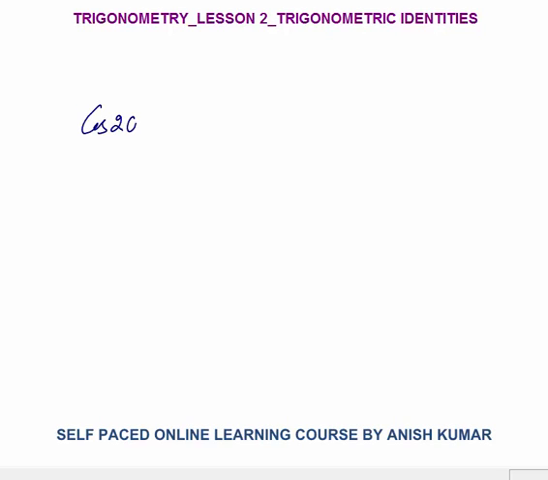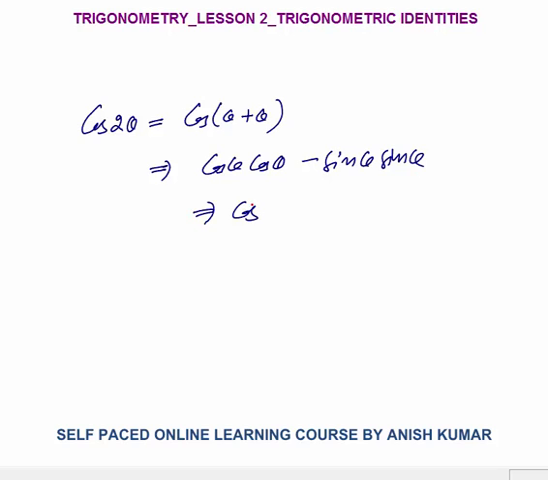Next is cos 2 theta. Now cos 2 theta is considered as cos theta plus theta. Now you know that cos A plus B is cos A cos B minus sin A sin B. Both A and B are theta. So you can easily say that this is equal to cos square theta minus sin square theta. No need to cram. Once you derive it, it will be easy to remember rather than cramming. Once you know how to derive this, you can easily remember this.